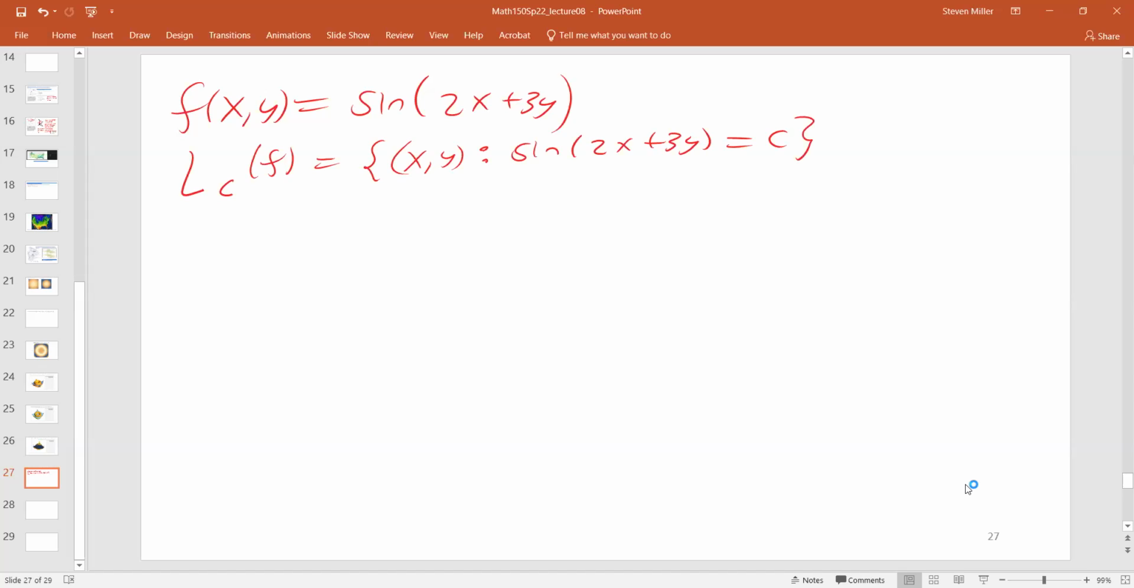So can somebody give me a value of c where it's very easy to tell me what the level set is? Okay, I actually think 0 is a little bit hard, because you have to give me all x and y such that the sine of 2x plus 3y equals 0. There's some points that are easier. Well, 1 is, I think, also still a little bit hard.